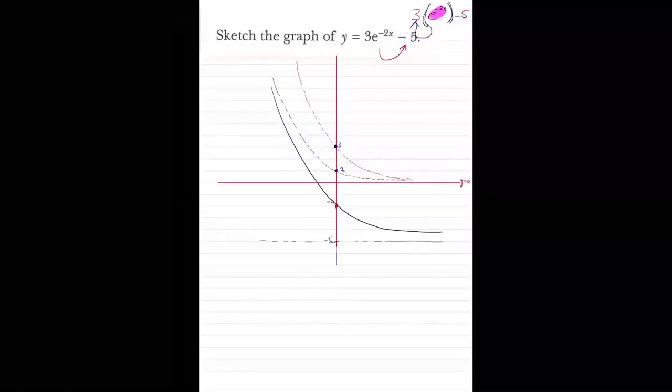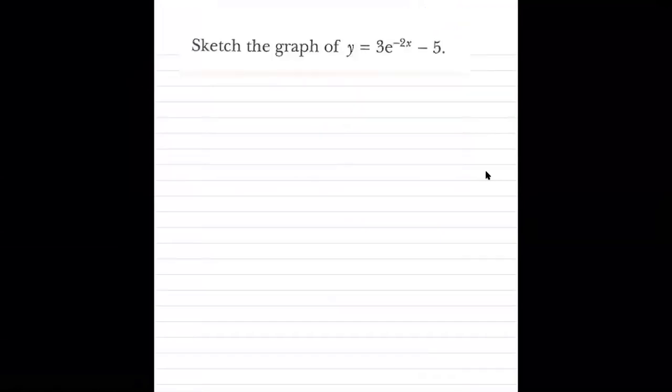All right. So this was one way to sketch in parts, but in the exam you might not have so much time to first sketch e raised to the power of minus 2x, then times it by 3, and then subtract 5 from it. So instead of doing it like this, the better way would be to do some calculations and do it.